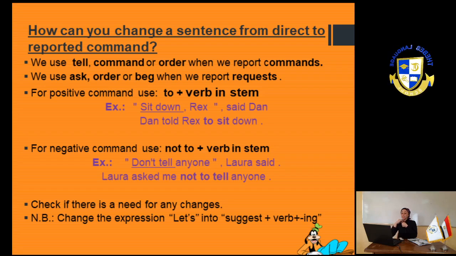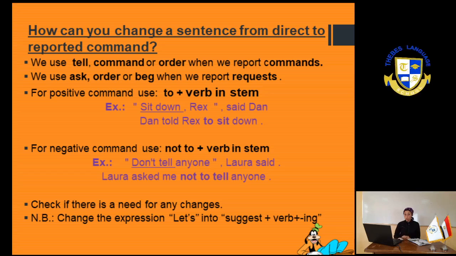For the negative commands, we are using not to plus verb stem. Don't tell anyone, Laura said. So are we going to say Laura said? Of course not. So what are we going to say? Laura asked. So Laura asked me not to tell anyone. So to plus verb infinitive to express the indirect commands or requests, and not to plus verb infinitive we use in order to express the negative indirect commands.